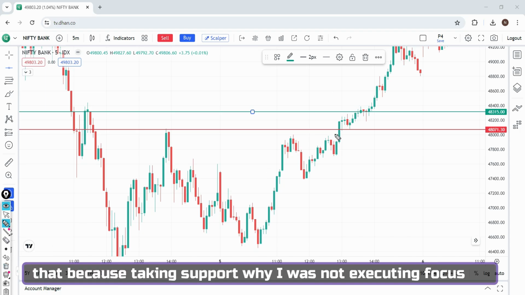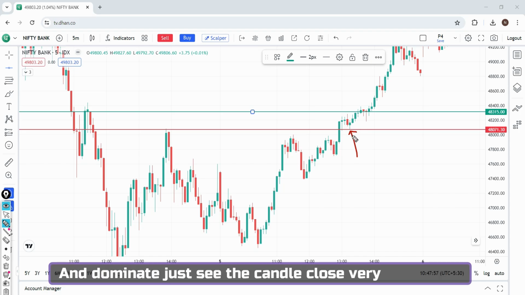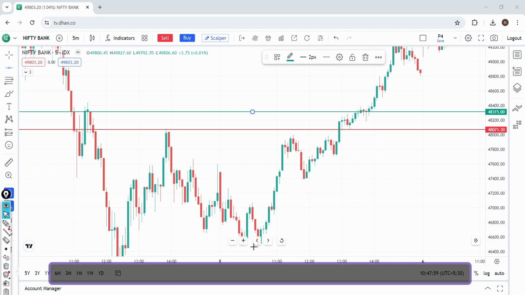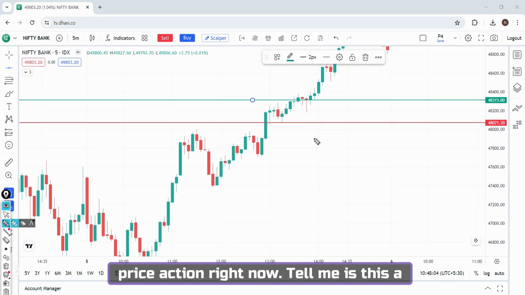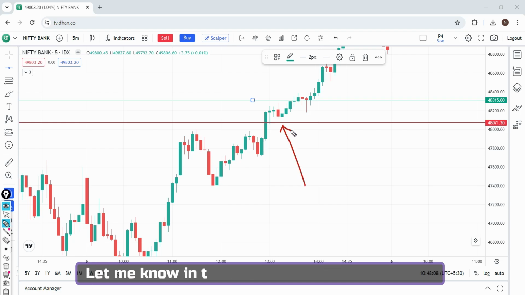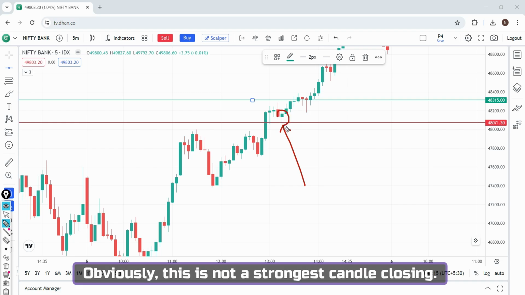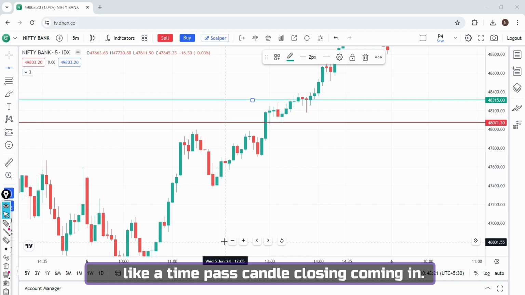Because price was taking support, I was not executing yet, focusing and confirming, I was telling that bulls can dominate. Just see the candle close. Very important. Is this a strong one? Now you have knowledge of price action, right? Now tell me, is this the strongest of strongest bullish candle close? Let me know in the comment section, yes or no. Obviously, this is not a strongest candle closing. This is just a normal small candle. It's like a time pass candle closing coming in.